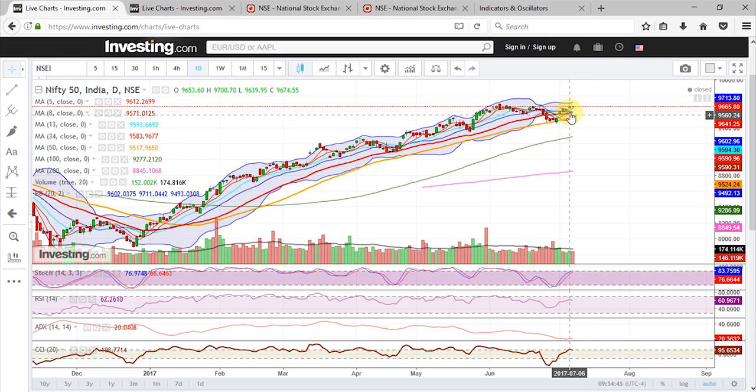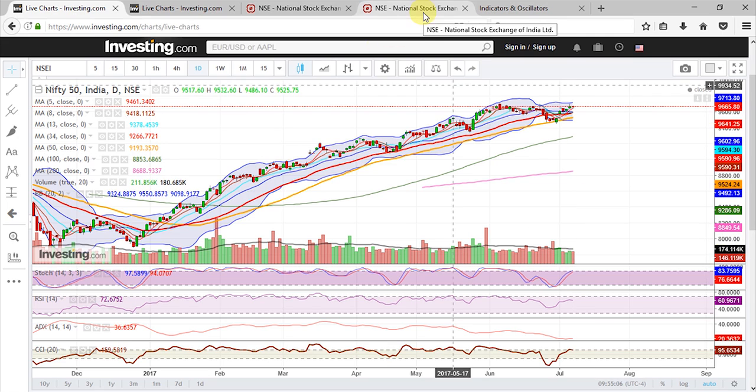Now at this position, what we can see in the downside, this red line, that is the 34 period moving average, provides a support, and it is situated at around 9591, and below that this 50 DMA provides a support which is close to 9524.